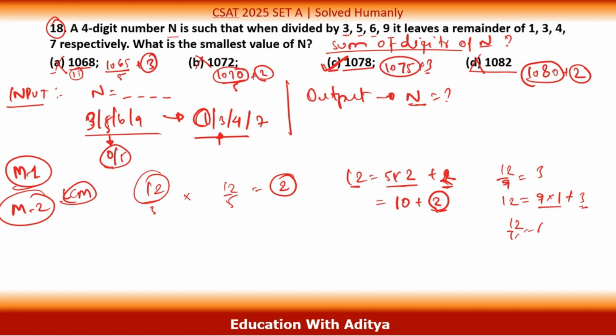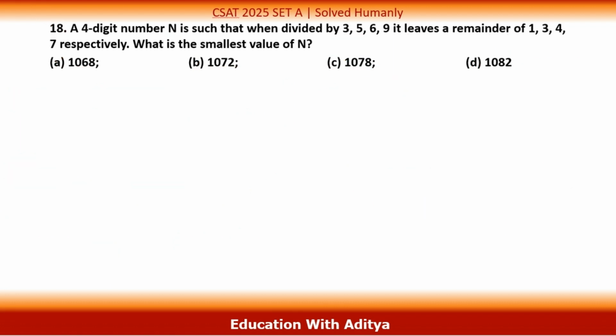That's clear to us. But if we look at the difference between these numbers: divided by 3, the remainder is 1, and 3 minus 1 equals 2. Divided by 5, the remainder is 3, the difference is again 2. Divided by 6, the remainder is 4, the difference is again 2. Divided by 9, the remainder is 7, and the difference is again 2. Now how does that come into the picture?